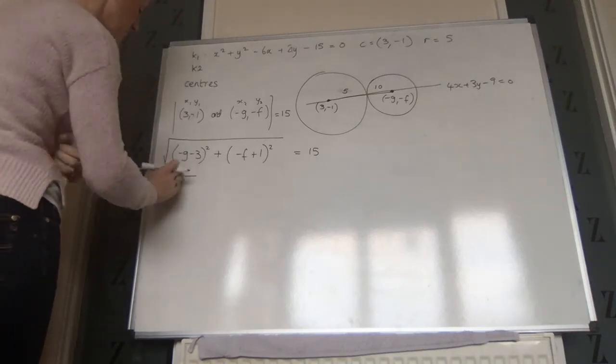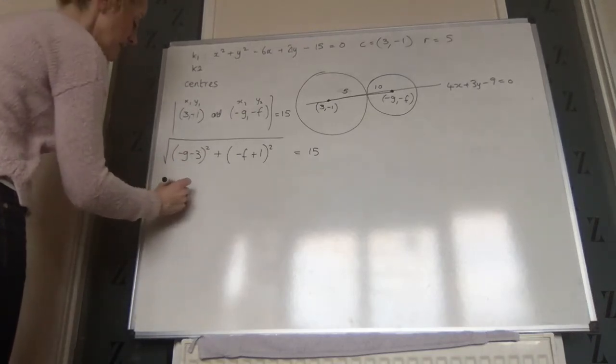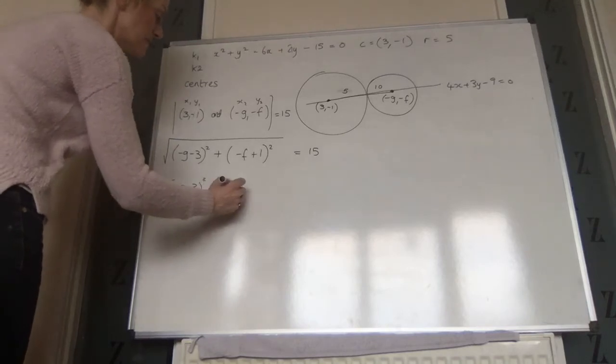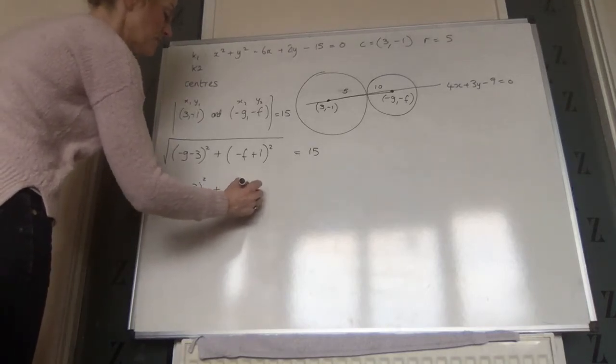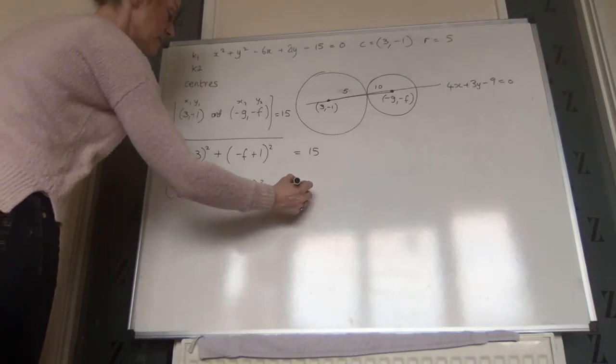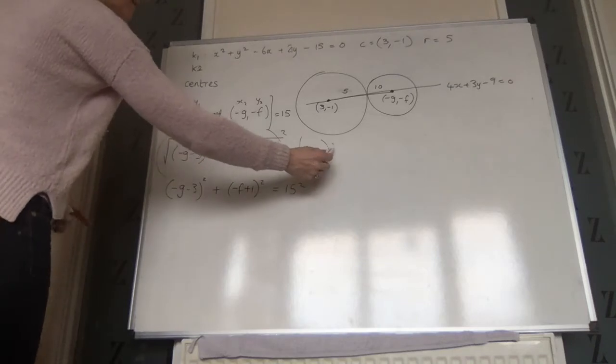That can be written, actually we'll just get rid of the square root now. We'll square both sides. So we have (minus g minus 3) all squared plus (minus f plus 1) squared is equal to 15 squared. So all I did was I squared that side and I squared that side.